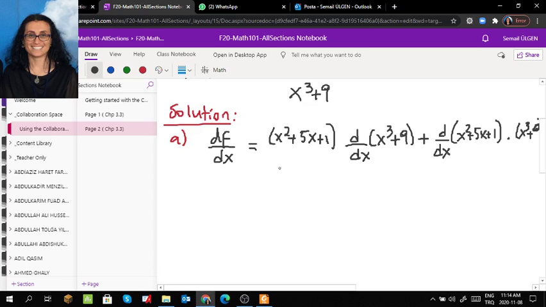Okay, so we are not done yet. We are going to finish it after we do this. df dx is equal to x squared plus 5x plus 1. 5x, I'm sorry, let's erase this.